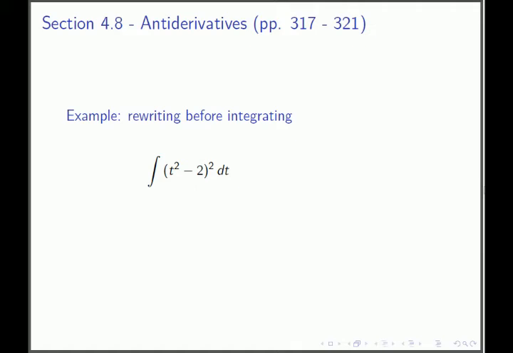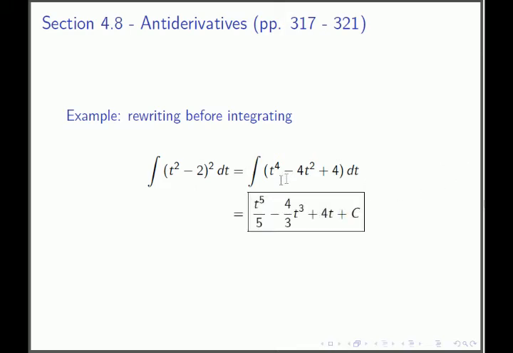Let's multiply out this binomial, and now we have a polynomial in standard form, which we can use the technique from the previous example to do. I mean, now we can use the sum rule to split this into 3 separate integrals and compute them term by term. So let's do that.